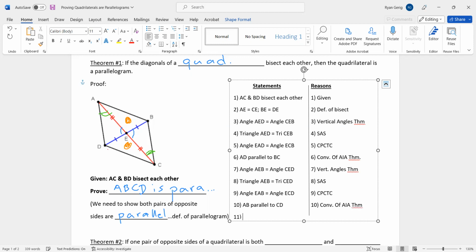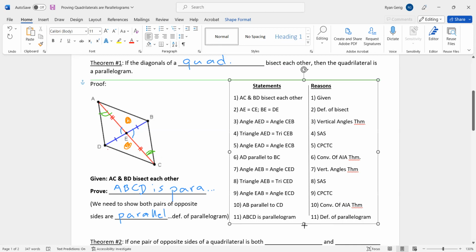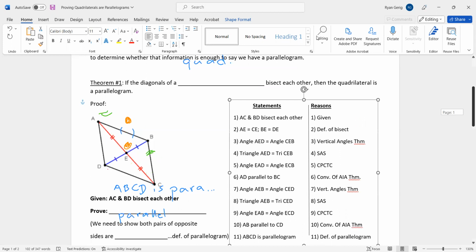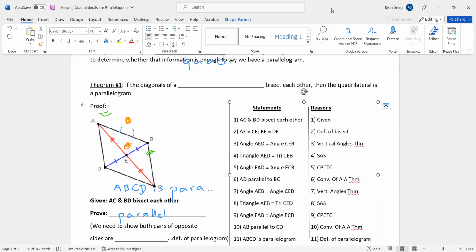Now that's almost the last step. The last step is what I am trying to prove. Because opposite sides are both parallel, I can say ABCD is a parallelogram. That's the definition of a parallelogram. So a very long proof, probably the longest proof you've ever seen, 11 steps, but it shows you that because the diagonals bisected, I was able to go from step to step all the way down to show that it's a parallelogram and prove it. Next, from here on out, I'm not proving, I'm just going to draw what's going on.